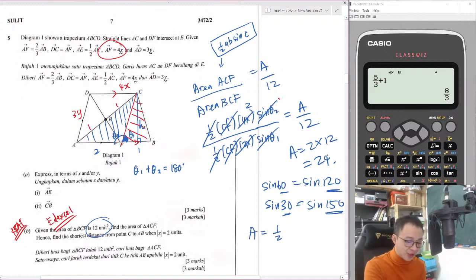And then this one I'm going to call the height here. So it's half times base. The base will be 2x, right? Because here is 2x. Times the height will equal 12. I mean, 1 over 2 times 2x times h equals 12.